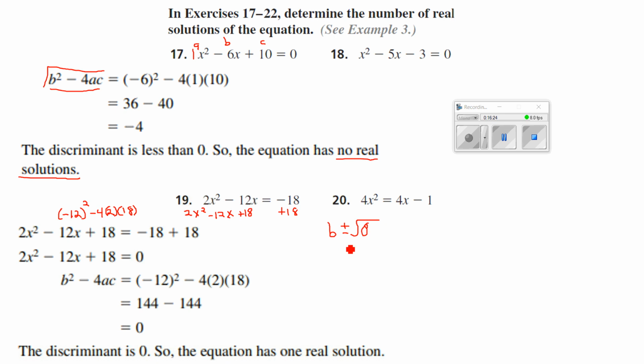So the minute we do this, this is going to be b plus or minus 0, and that equals the same thing, just b. And that's why we'll have one solution. We won't have to add or subtract anything to the top, right? And then, of course, we're dividing it by 2a, okay? In this case, it'd be another 2, so that would be b over 4. All right, so let's go ahead and move from there.